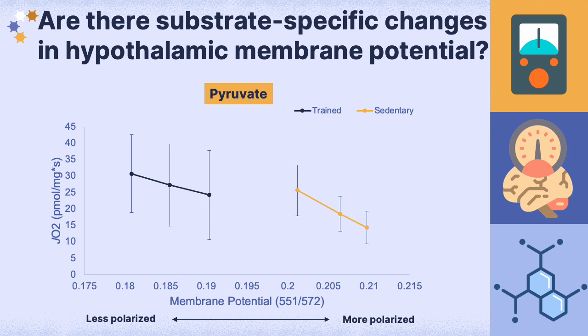And what we're looking at here on our graph is that with the x-axis, we have our membrane potential. And the important thing to know is that as we go towards the left, we're becoming less polarized, and as we go towards the right, we're becoming more polarized. And then our y-axis is that oxygen consumption rate still. And what we see with this is that with the pyruvate fuel, our trained animals are less polarized in their membrane as compared to the sedentary animals.